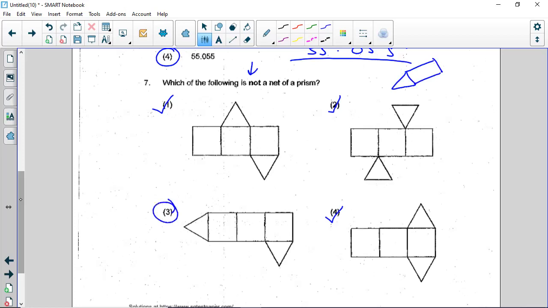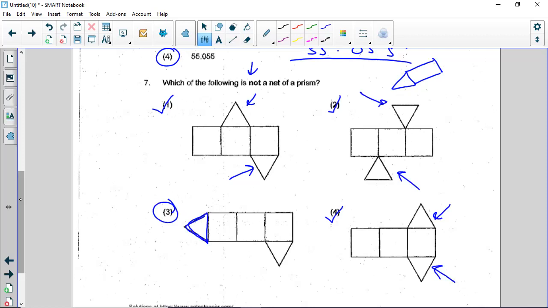Why? Because you notice that the triangles are on each side, all right? Like number one, there's a triangle here, there's a triangle on the other side. Then here also opposite side got a triangle. Here also got a triangle. Then opposite side also got a triangle. But when you come to number three, you find that it's a bit funny. All right, the triangle is over here. So there is going to be difficulty trying to fold it into a prism. So your answer is number three.